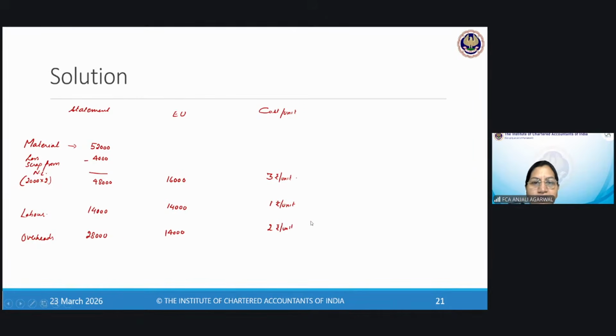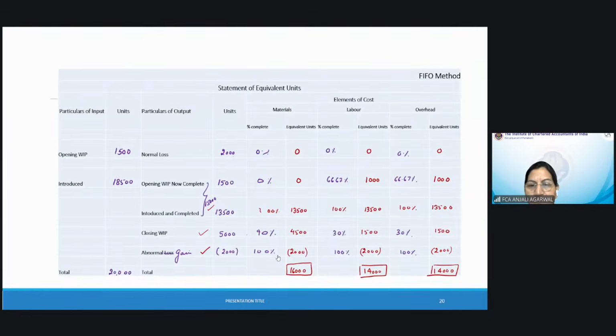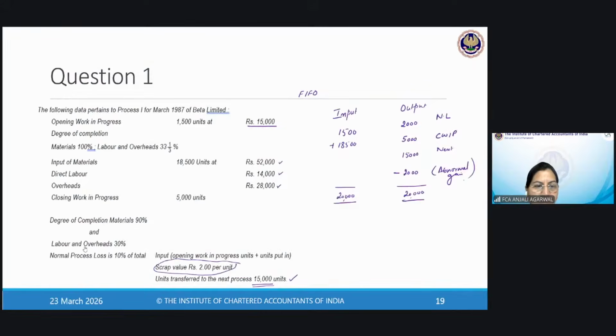We have another chart. 1,800 units scrap to be deducted from material as normal loss is scrapped. We don't have 1,800 units scrap. We have normal loss as scrap of 2,000 units. Okay, Astha? Normal loss units is 2,000 units, 10% of total input of 20,000. And if you look at the scrap technically, out of 20,000 units, 15,000 units are moving to the next process and 5,000 are closing WIP. So we don't have any scrap as such to be sold.